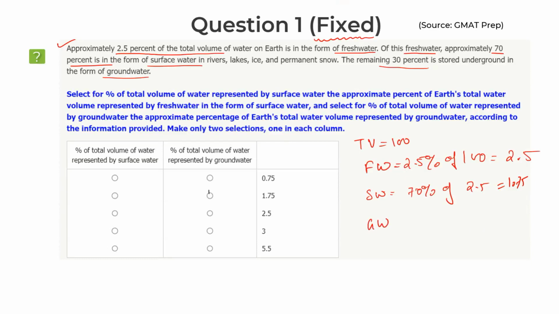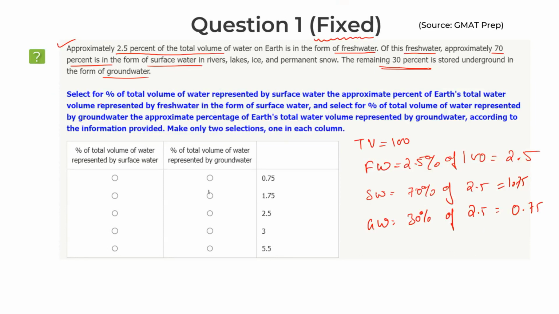And how much of it is groundwater? Groundwater is 30% of 2.5, which is going to be 0.75 if you do your calculation. So this is what I know: the total volume, the fresh water, the surface water, and the groundwater. Now let us go ahead and read the question.